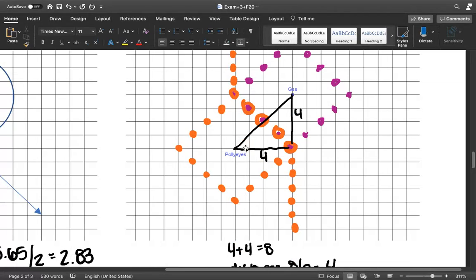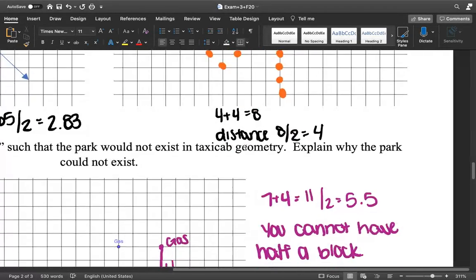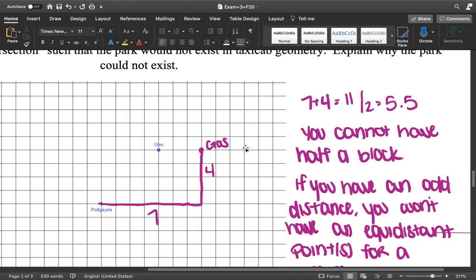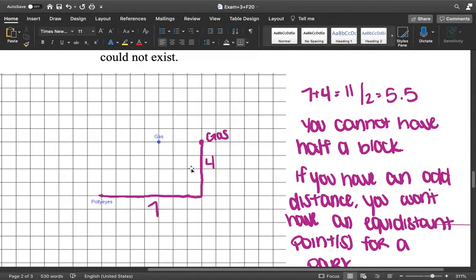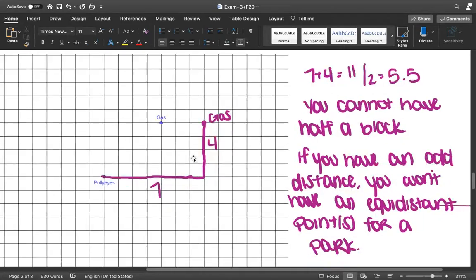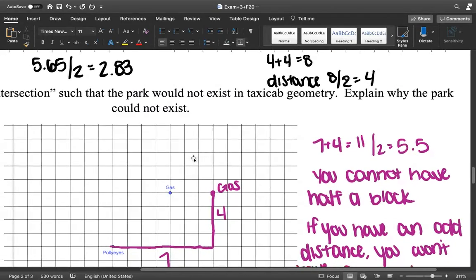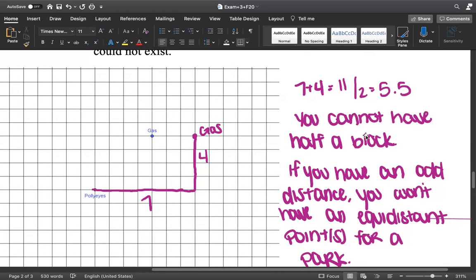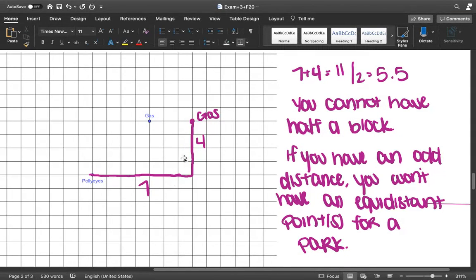If we look at the next part of this question, if we have an odd distance, there won't be a point that's equidistant for the park to be placed. And so any point that gives you an odd distance is what you could have plotted so that the park would not exist in taxicab geometry. This is because having an odd distance gives us a half of a block, and we can't have a half of a block in taxicab geometry. So here you see I did 7 and 4.